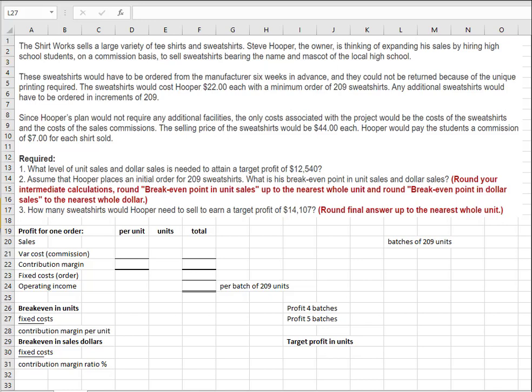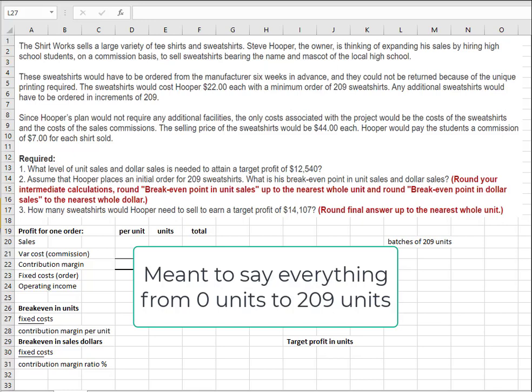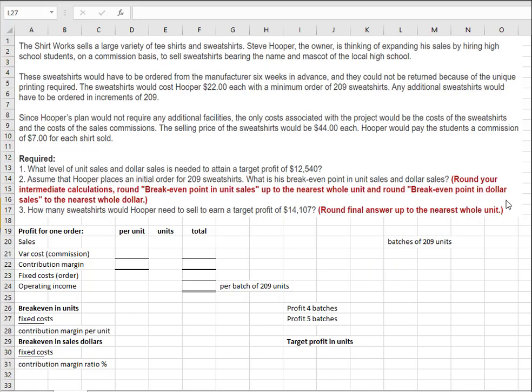So for everything from 0 to 209, that order cost is fixed. So it makes it a little bit more of an analytical problem than using the formula you're used to. So let's lean into their logic. We're going to figure out what is the profit for one batch of 209 sweatshirts, and then see how many batches we need to get to our target, because we can't do it on a per unit basis as if the cost of the sweatshirts was variable, since it's really not.